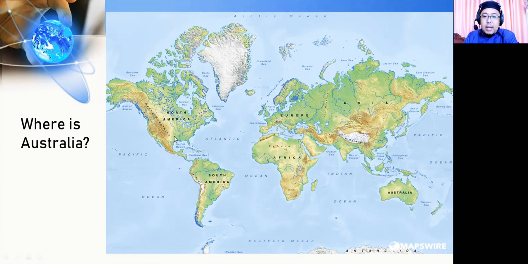We move next to the middle of this map. We have Africa. This is the Sahara. Perhaps you know the song Sahara from Anggun Cipta Sasmi. Actually, she's an Indonesian singer with French nationality this time. Sahara Desert in Africa. In the upper north of Africa, we have Europe.